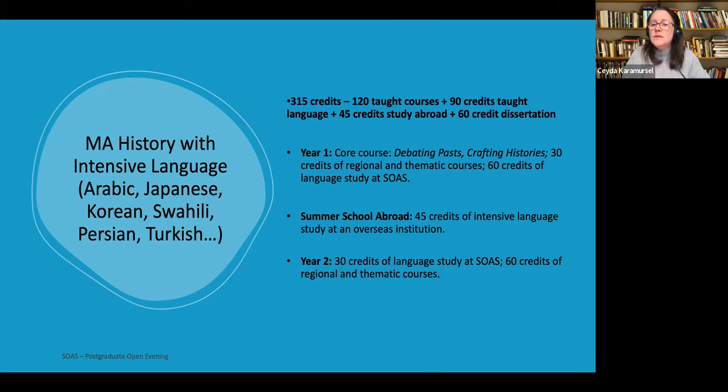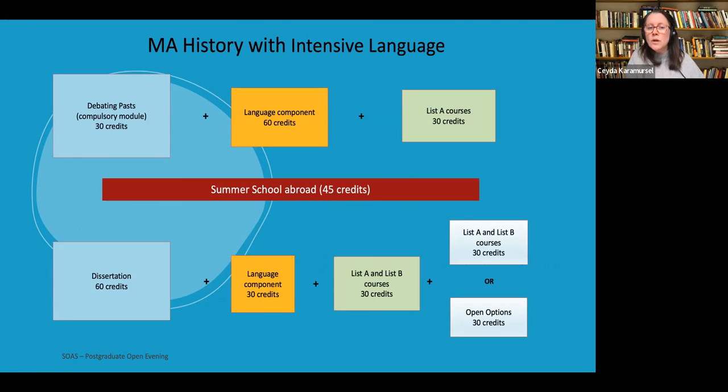The MA History and Intensive Language Program has a summer abroad language study component where you normally go abroad to an affiliated institution to do continued intensive language study over the summer, and then you come back. Continue with another 30 credits of language study, and then complete the regional and thematic courses, history or open option modules in the second year, and write the dissertation and complete the degree. This is what the structure looks like. Again, this is up to date on the program website. You can just follow the links to the program grid at the bottom of the structure page and check out the credit requirements for completion of the program here.